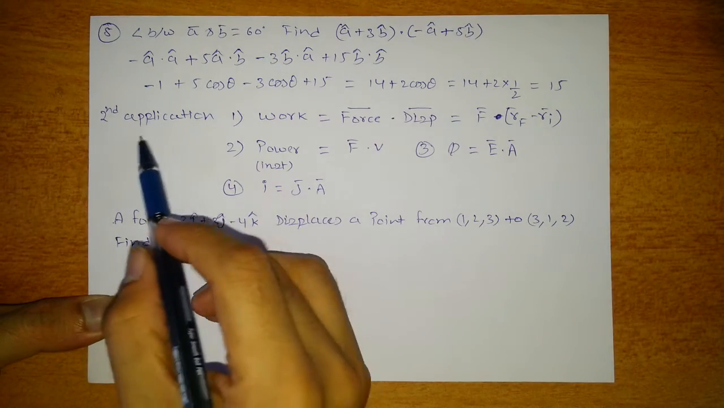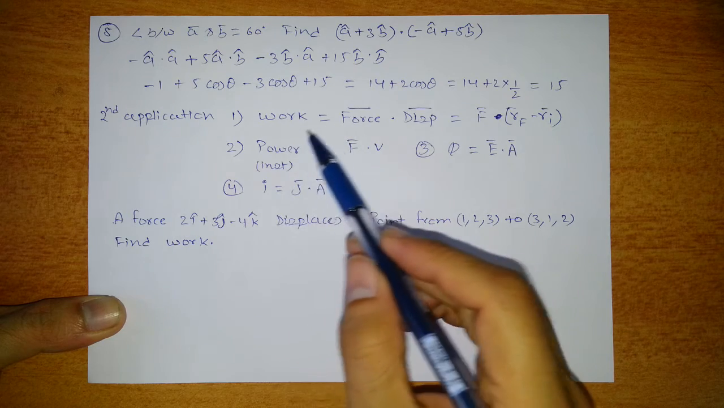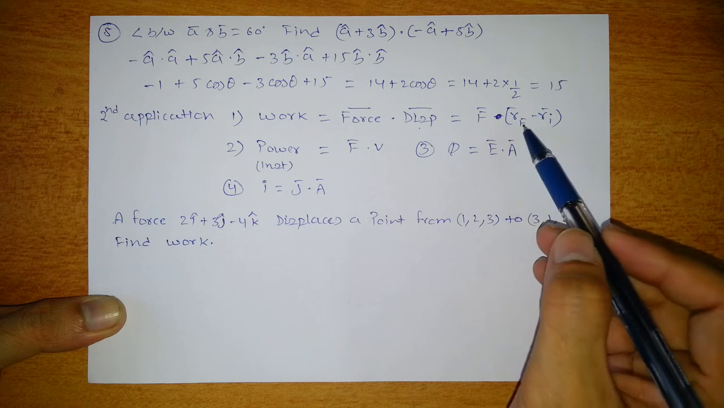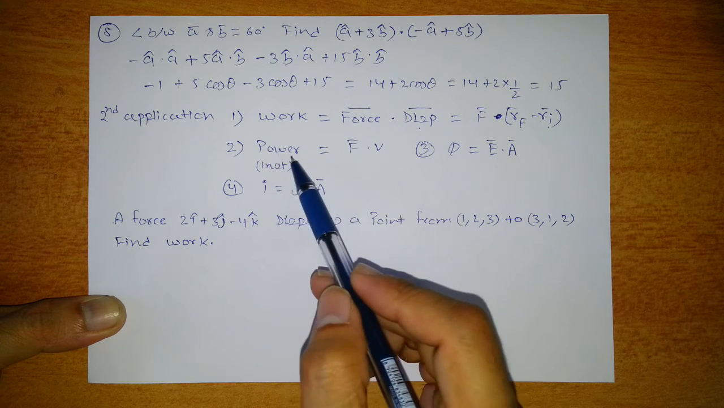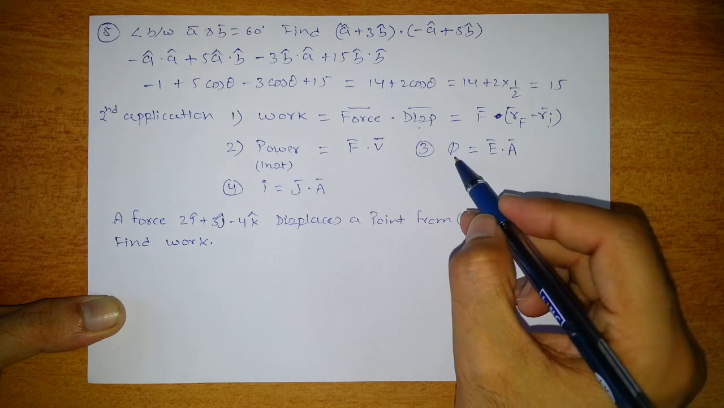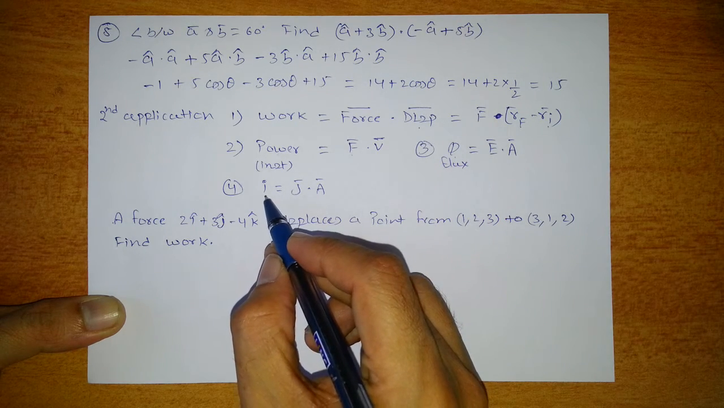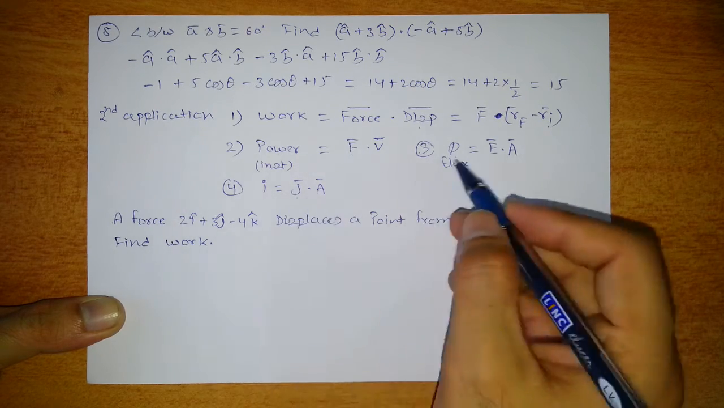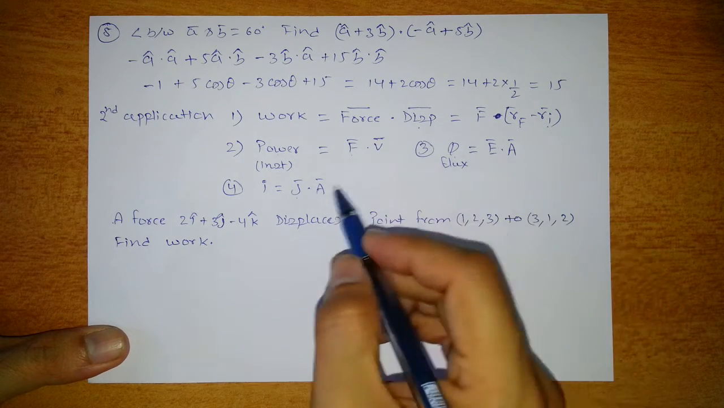The next application of dot product is widely used in calculating many physical quantities like work. Work is force dot displacement, whereas displacement is nothing but final position minus initial position. Dot product is also used in calculation of work, power, instantaneous power, in fact, force dot velocity, calculation of flux, which is field dot area, calculation of current, which is current density dot area.